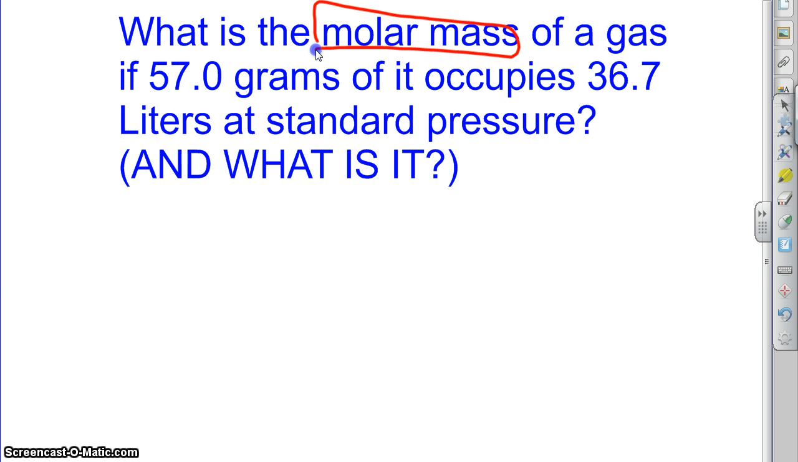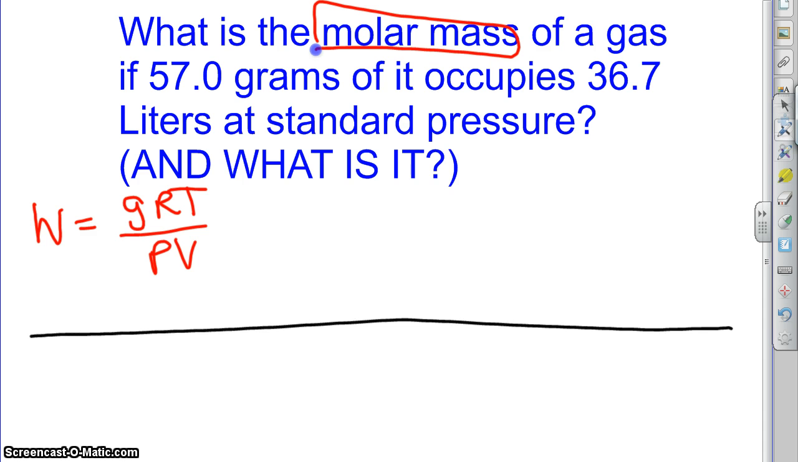So the molar mass formula is M equals GRT over PV? I hope so. That sounds right to me. How about that? Let's go ahead and do this thing. Hopefully it's going to give me all of those pieces of information and I can do this. What is G? Well, G is given as 57.0 grams.